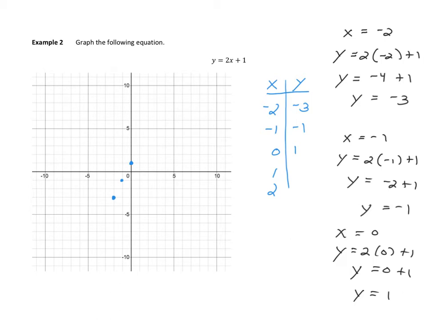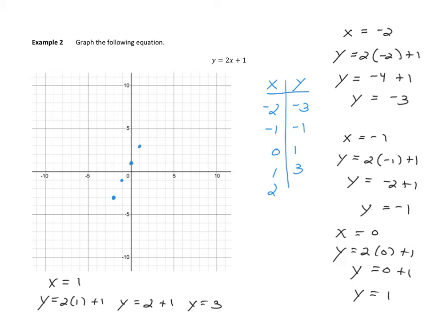I'm starting to see a pattern. It looks like, if we connect these points, maybe we'll get something that looks like this. Well, let's see. I'll now choose x is equal to 1. If I put that into my equation, y is equal to 2 times 1 plus 1. That means y is equal to 2 plus 1, or 3. Okay, so we get 3. That's the point 1, 3. That's here.